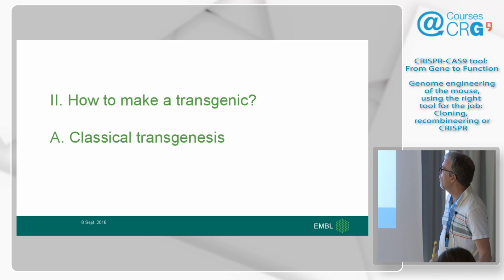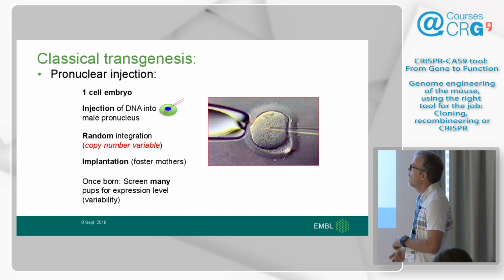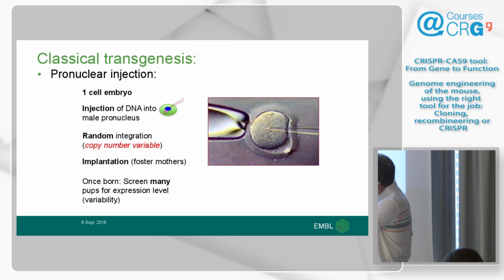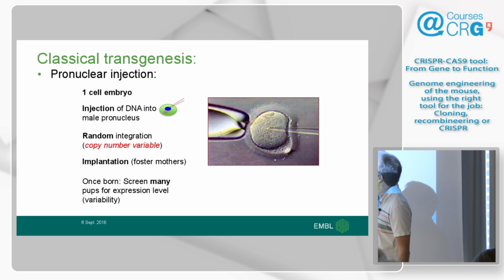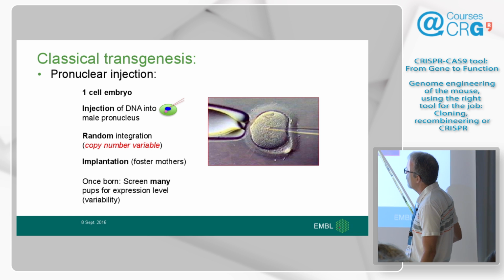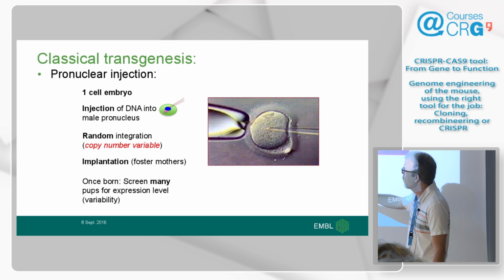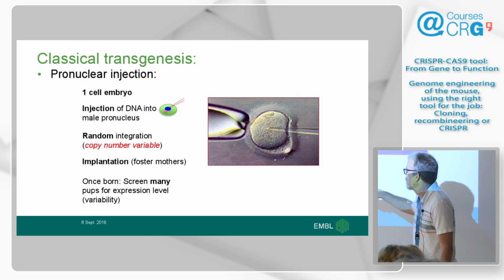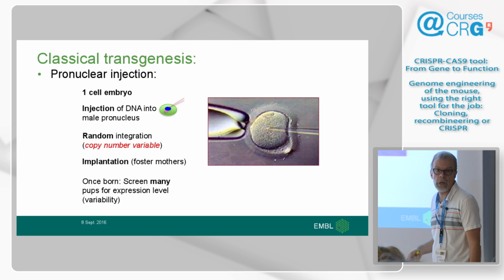Okay, how do you make a transgenic? Classical transgenesis was pronuclear injection. You took a one-cell embryo, injected the DNA, we're showing it over here, and you get random integration. What's critical here is the copy number is very variable.